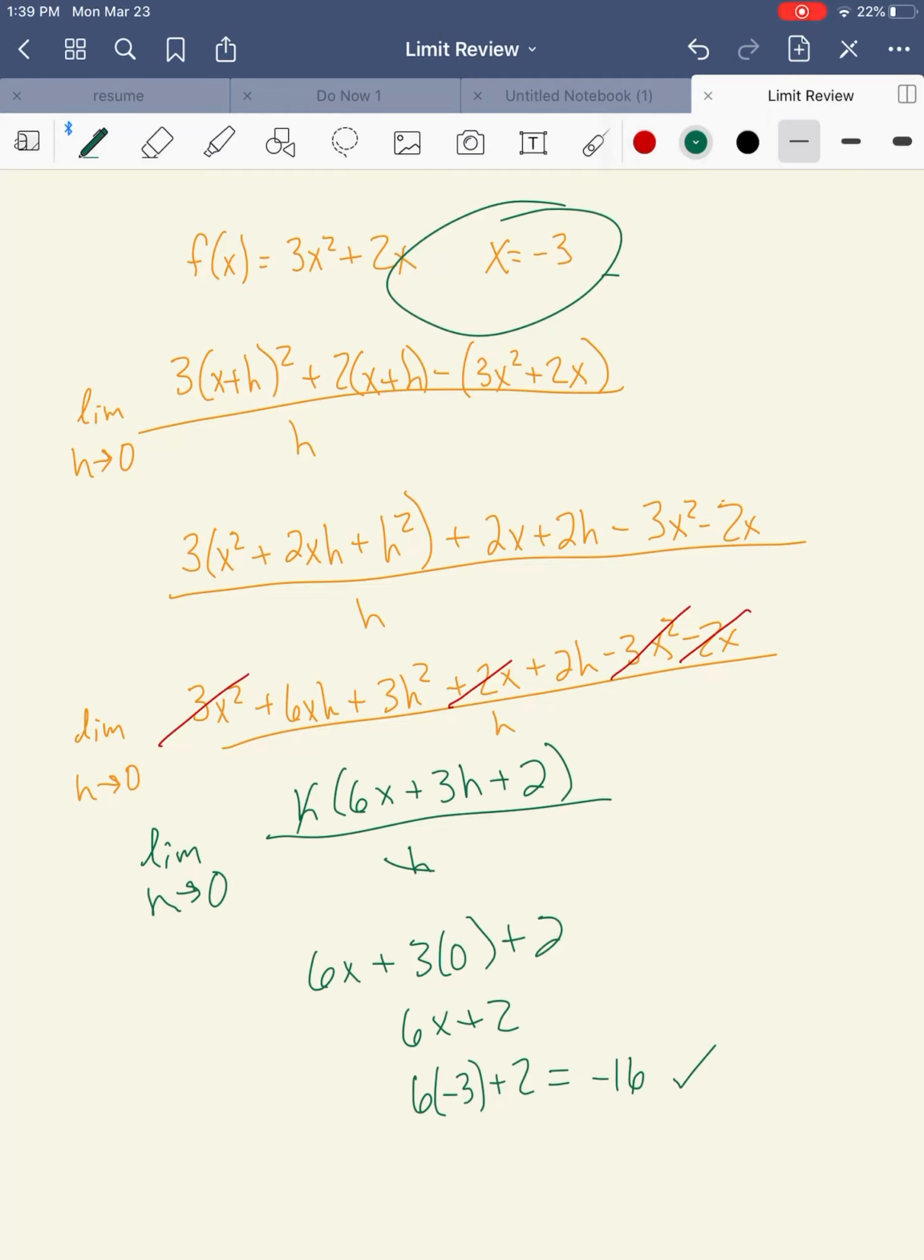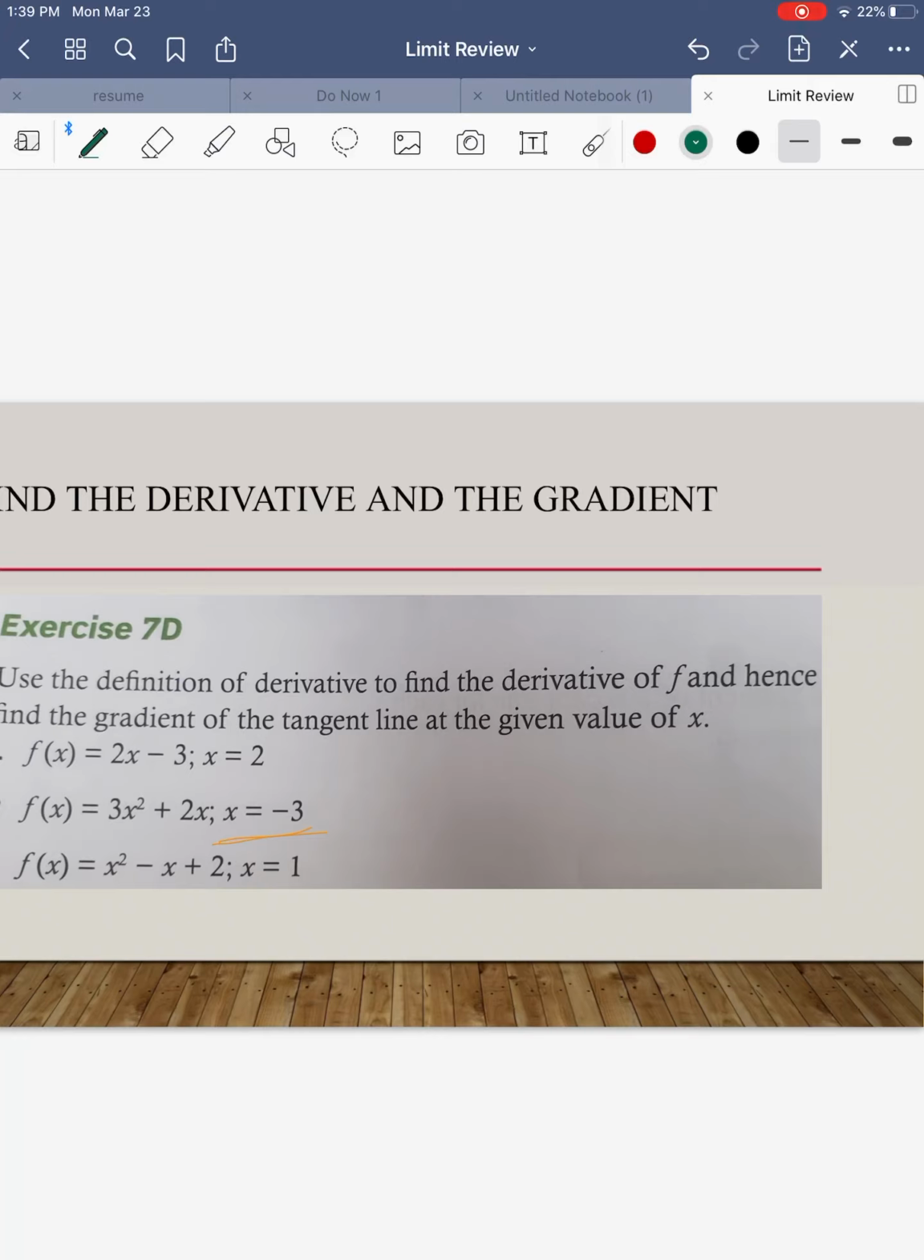So that means, if you can picture it, we have a parabola, and then somewhere at negative 3, we have a slope going like this that has a slope of negative 16 over 1. That's what the picture would look like. Alrighty. So I want you to pause the video and try the next one on your own. Good luck.